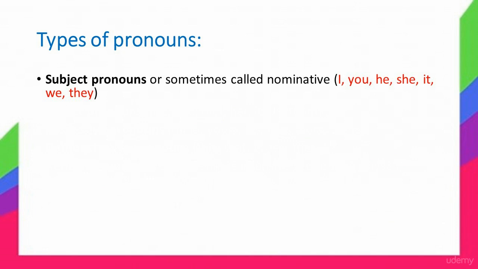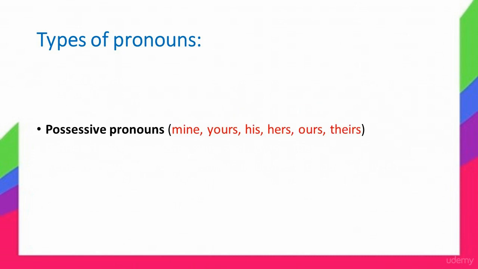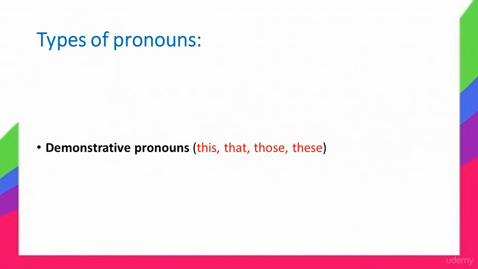Subject pronouns. These are also sometimes called nominative pronouns and include I, you, he, she, it, we, and they. Object pronouns. These include me, you, him, her, it, us, and them. Possessive pronouns. These include mine, yours, his, hers, ours, and theirs. Demonstrative pronouns. This, that, those, and these.